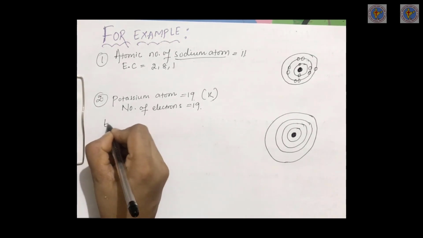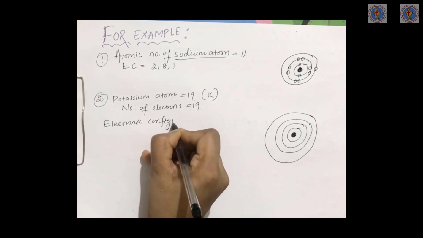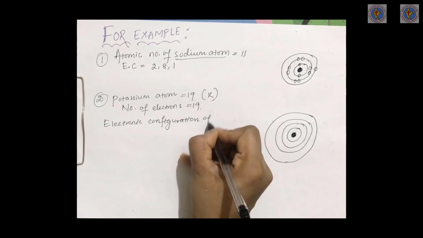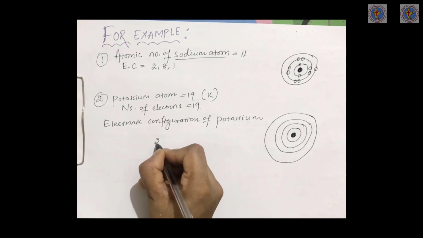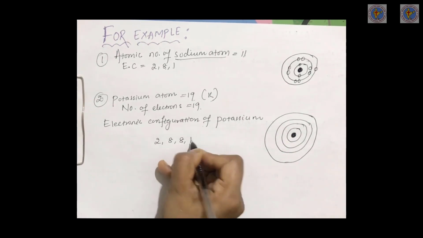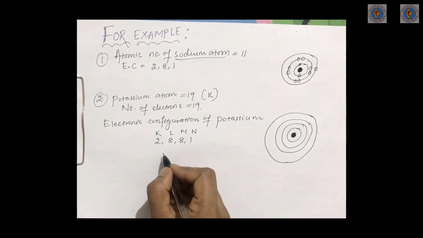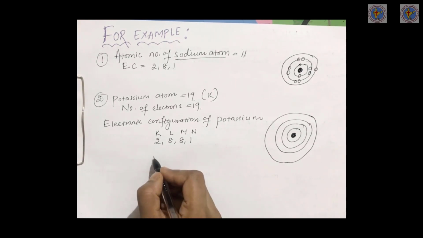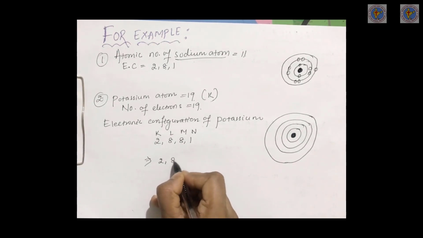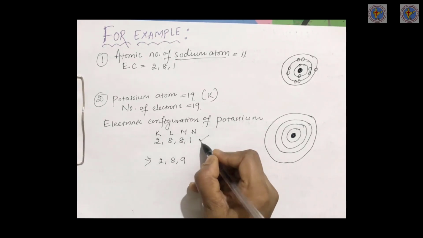Okay, now what is the electronic configuration of potassium atom, children? It is 2, 8, 8, 1. That means this is K, L, M, N. Okay, now you must be thinking that M shell can accommodate 18 electrons. Okay, we know that M shell can accommodate 18 electrons. So why can't we write like this, 2, 8, 9? Okay, we cannot write like this, children. This is the correct form and this is the wrong form.